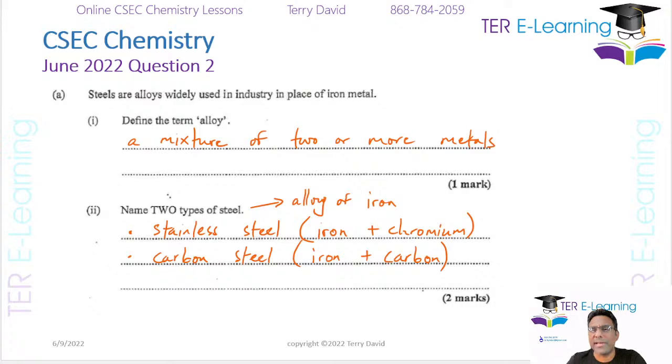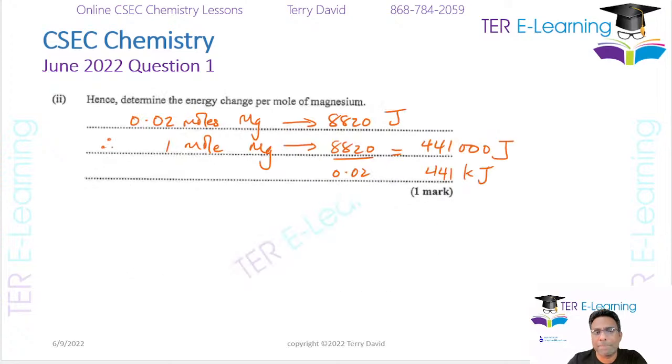Wait, somebody's asking me an important question there. Let me just go back to this here. Somebody's asking whether the energy change should be negative, and that's a very good point. This is an exothermic reaction. If it's an exothermic reaction, it means that my delta H for the reaction is negative 441. But because it's only one mark, I feel CSEC will give you the mark either way, whether you left the sign or not, because they're concerned about the answer. But that's a very good point somebody made there. Yes, it should be negative if it's an exothermic reaction. I agree.